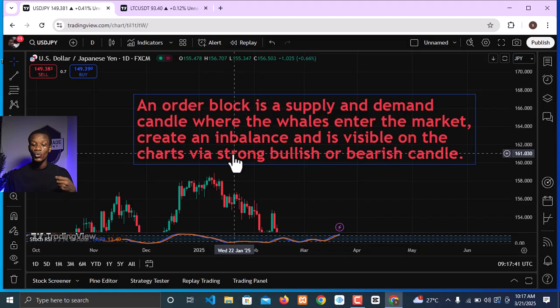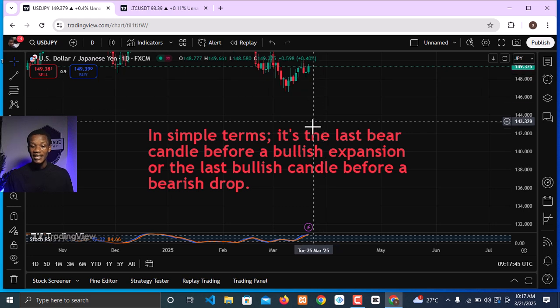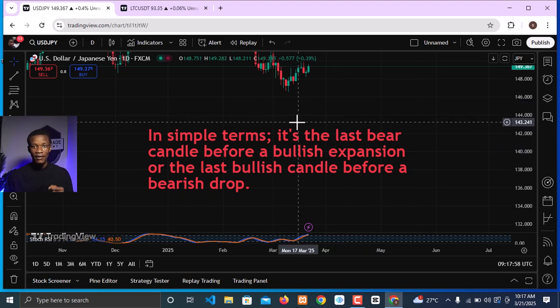So when we talk about whales, we're looking at institutional traders that have the capacity to move the market either up or down, depending on whether they're taking a buy position or a sell position. So in other words, in simple terms, it is the last bear candle before a bullish expansion, or the last bullish candle before a bearish drop. I'm going to explain this in detail very soon.